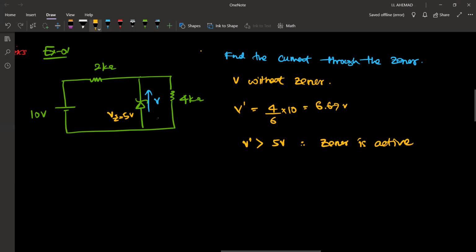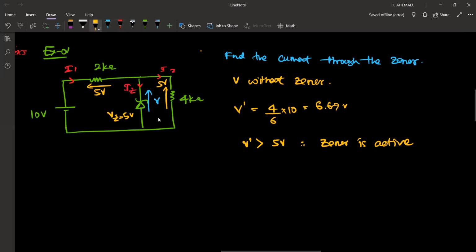Now, what is special about Zener? Soon after its breakdown voltage is reached, the voltage will remain the same. So as soon as the Zener voltage is reached, that is 5 volts, the voltage across this will be 5, across this will be 5. Now we can find the current through this I1 and current through this I2. Therefore, we can find the current IZ.